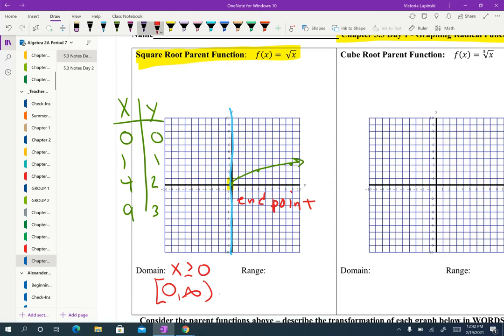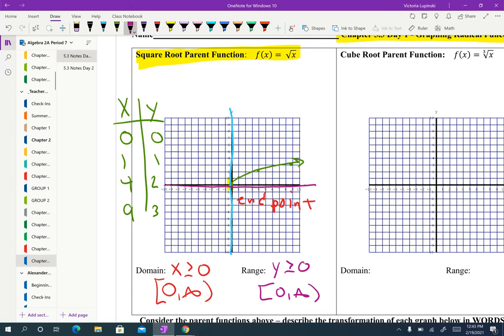When you're talking about the range, you're talking about the smallest y value. So the smallest y value is here on the x-axis. It also has a small y value of 0. So your range is going to be y is greater than or equal to 0. And in interval notation, that would look exactly the same, 0 to infinity.